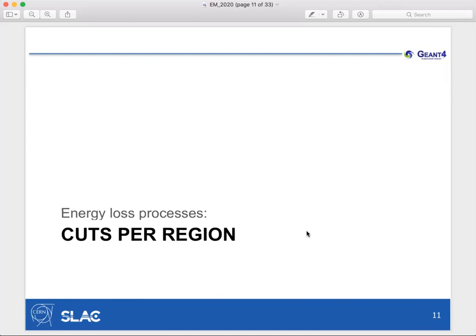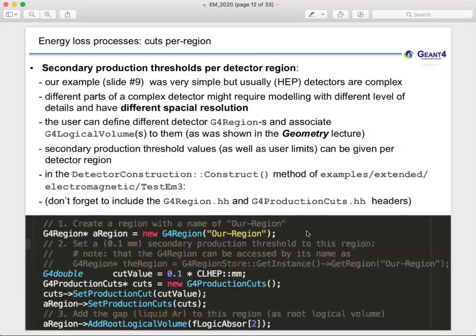Okay, so let's move a bit further, but still on the production threshold line. I mentioned that region is an important concept in the detector that we are using actually heavily during the simulation, especially when we have a complex detector. So that example that I showed with the silicon, it's a very simple example.